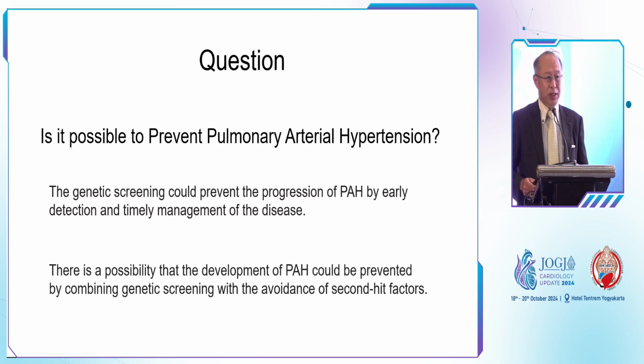However, currently, I have to say that it's difficult to prevent the onset of PAH. However, there is a possibility that the development of PAH could be prevented by combining genetic screening with the avoidance of second hit factors.